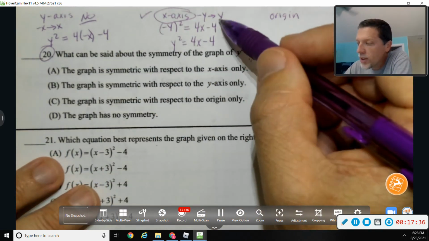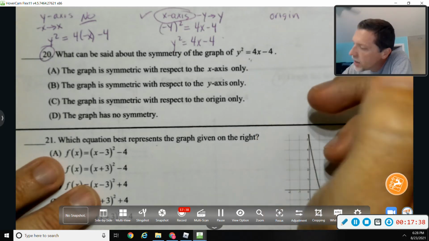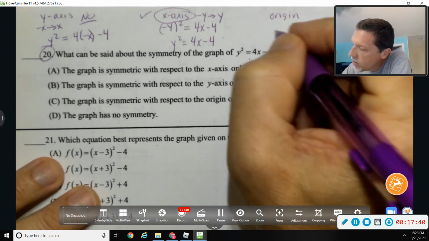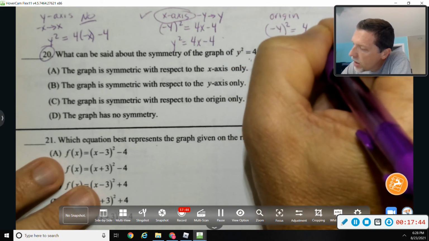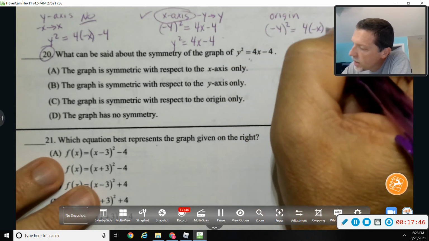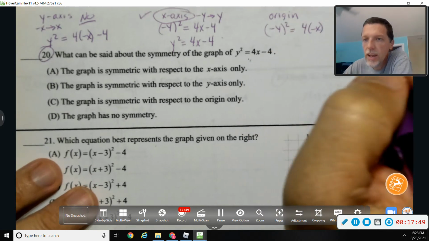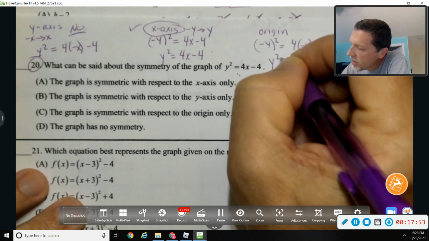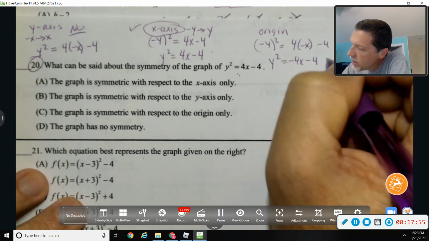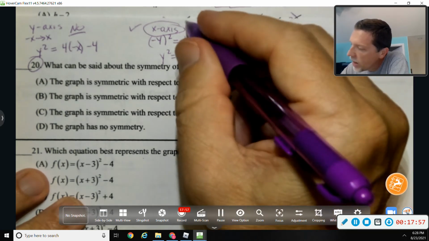Just because we have one, we still need to check all three. Origin is change the sign of both. And we put negative y in for y, negative x in for x. And so the y gets fixed, the x gets messed up. So no to origin. So x-axis symmetry.